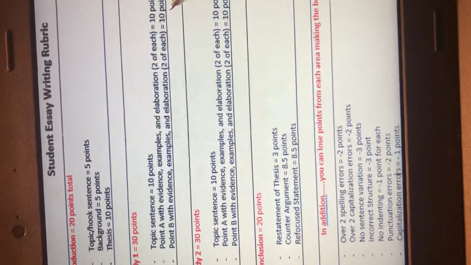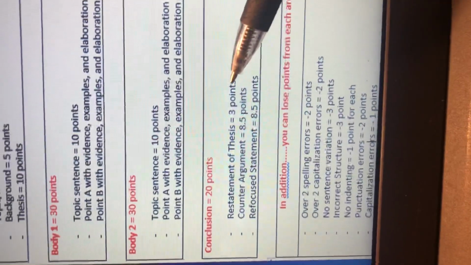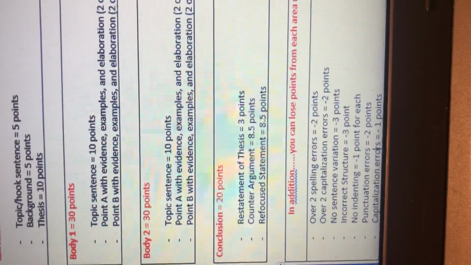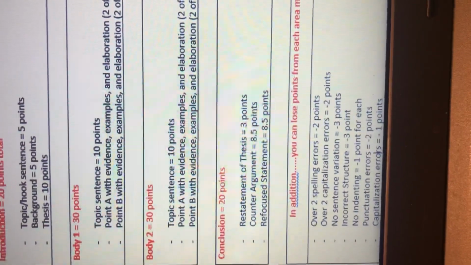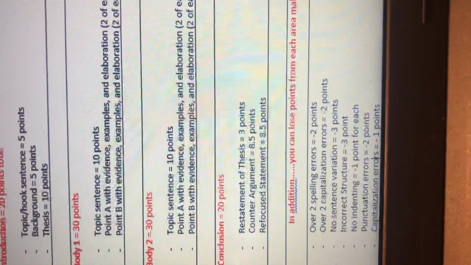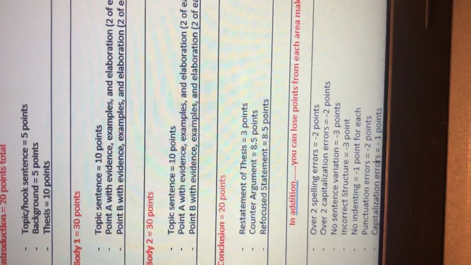Moving down to your conclusion, that's worth 20 points. Remember, there are 3 parts to a conclusion in an academic essay. You have the restatement of your thesis, that's 3 points. You have a counter argument if you're doing an opinion paper. But remember, we are not doing an opinion paper. We're writing an informative paper. So you are looking at your fact statement.